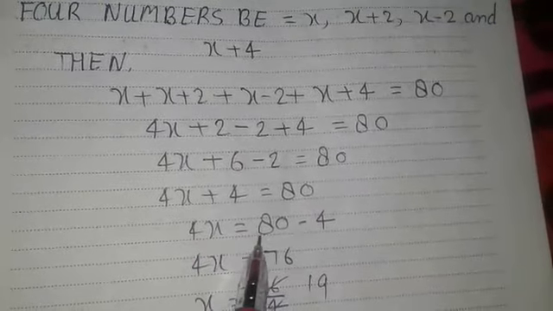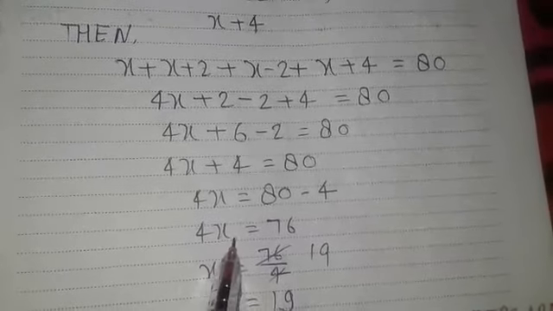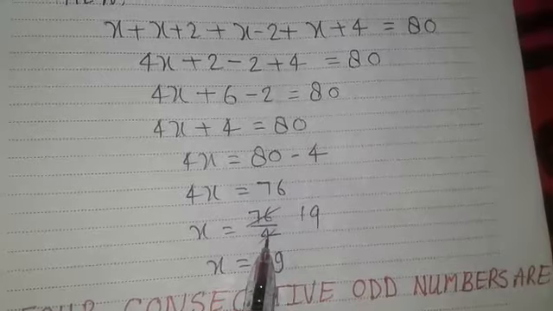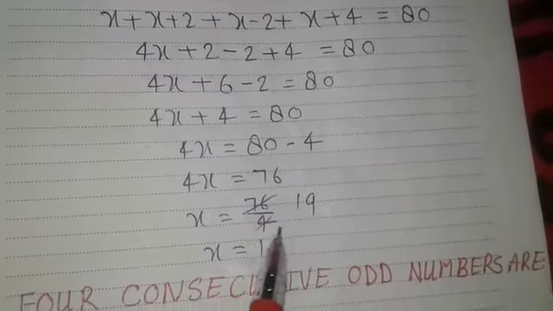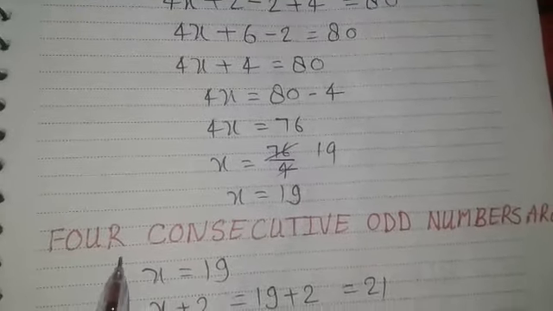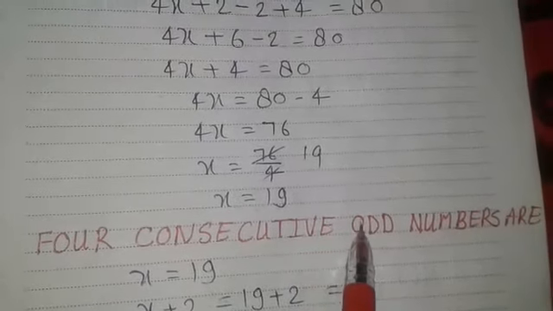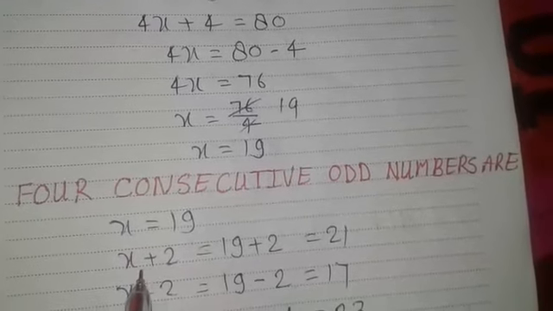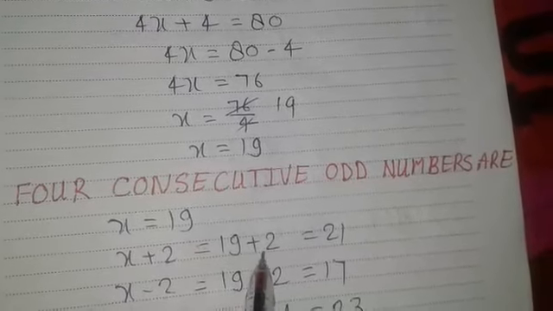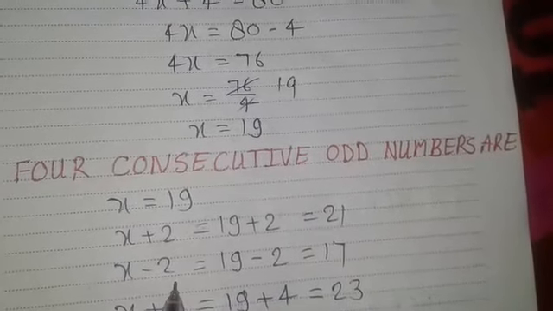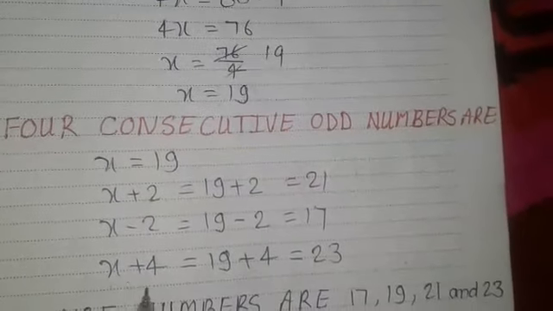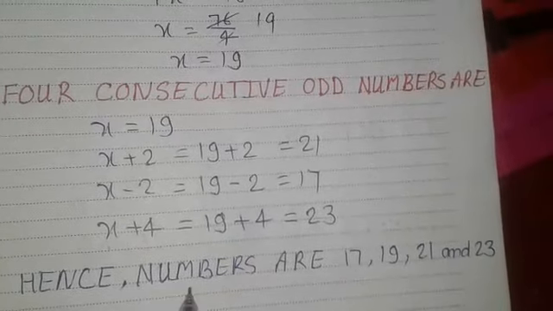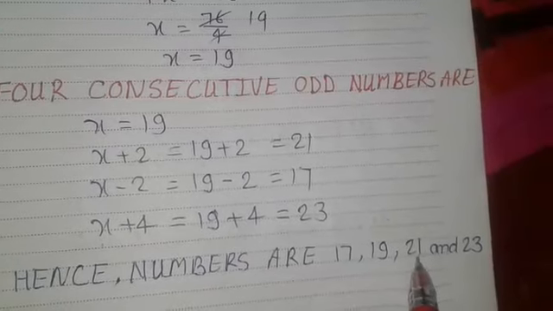So 4x is equal to 80 minus 4. So 4x is equal to 76. So x is equal to 76 upon 4. 4 times 1 is 4, 4 times 19 is 76. So x is equal to 19. Four consecutive odd numbers: x is equal to 19. Then x plus 2, 19 plus 2, is 21. x minus 2, 19 minus 2, is 17. x plus 4, 19 plus 4, is 23. Hence, the numbers are 17, 19, 21 and 23.